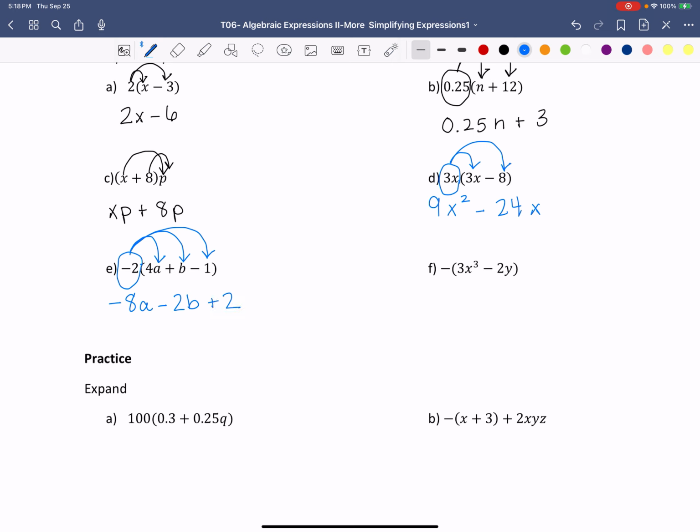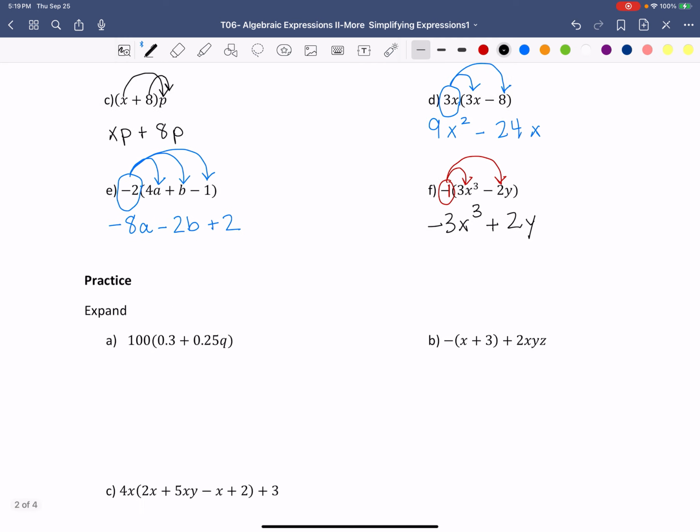Carrying on for F, we have this negative in front of the bracket. Well, what does that mean? We can think of it, if it's helpful, as a negative 1. And we're going to still distribute that into the bracket. What happens is that when we've got that negative, it just changes the sign. So we're going to have negative 3x cubed, and then a negative times negative is going to give us positive 2y. So those are 6 good examples, and then we have some more practice questions here as well.